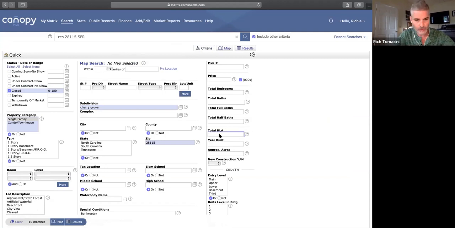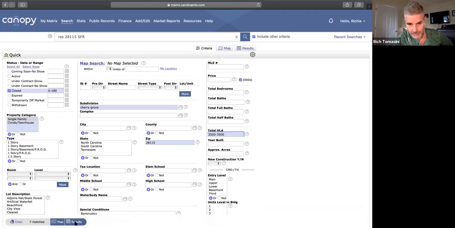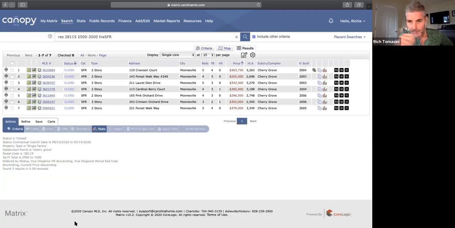We're at 3,000 square feet. So let's just go 2,500 to 3,500. So let's go 500 square feet in both directions. That reduces us to 7 sales. So hit results. Everybody thumbs up.